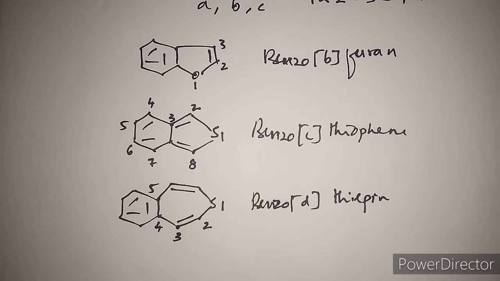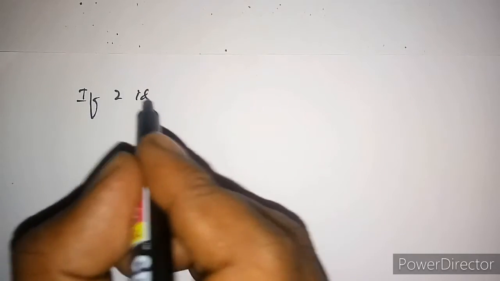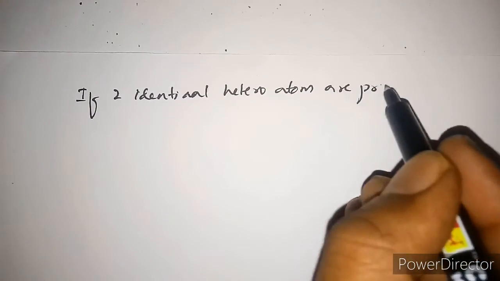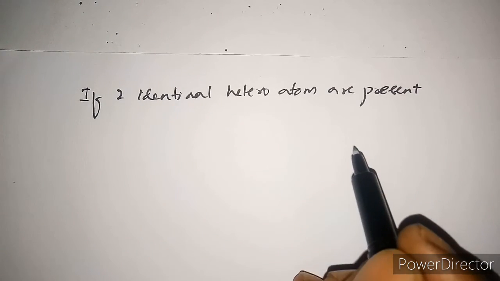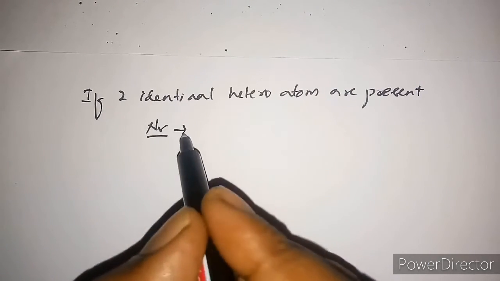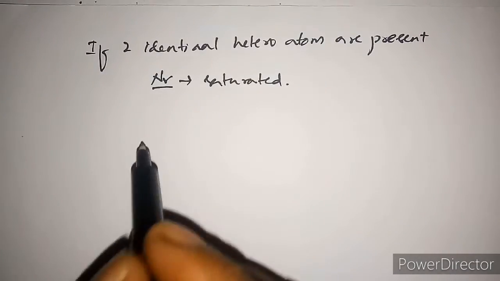So in a heterocyclic ring system, if two identical heteroatoms are present, then obviously we'll get confused about which heteroatom we need to start the numbering from. So the numbering should start from the saturated one.